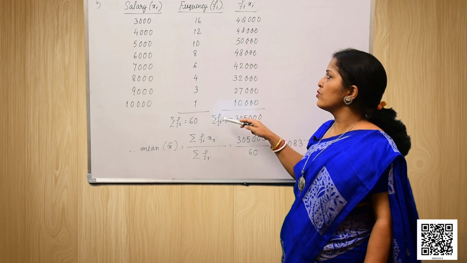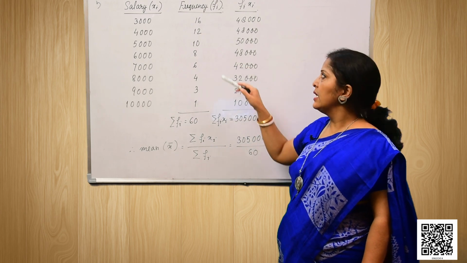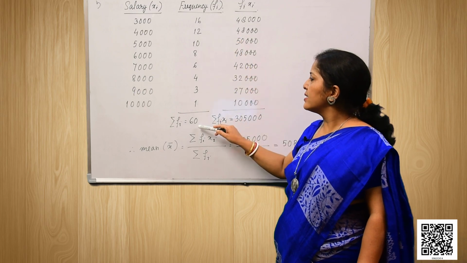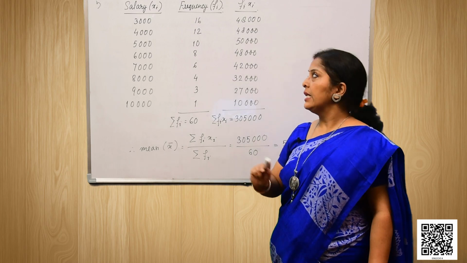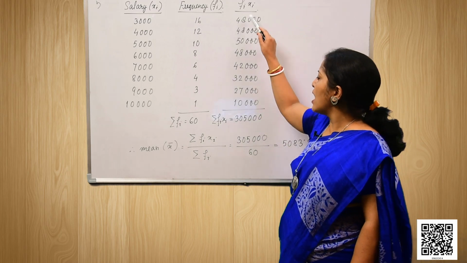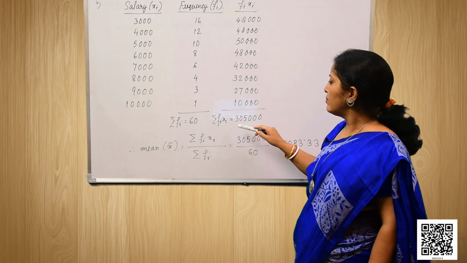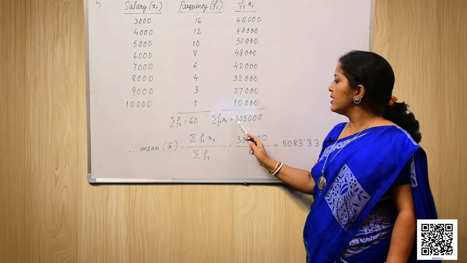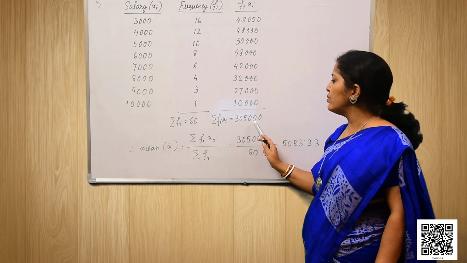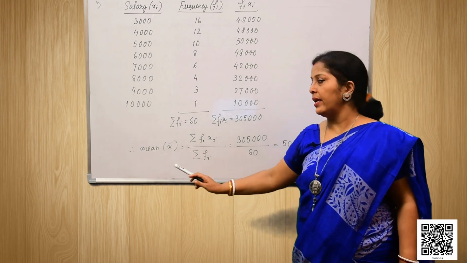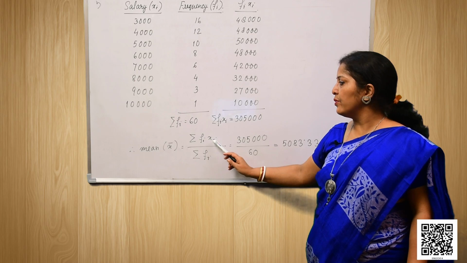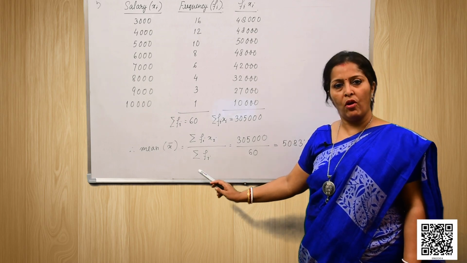Now we find the total of both the columns. The sum of f is equal to 60 which is also given to us in the question. Then the next column, that is the sum of fx, and the answer we get is 305,000. Next, to find mean, the formula is sum of f into x divided by sum of f.